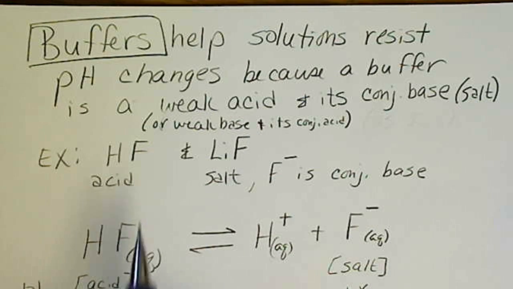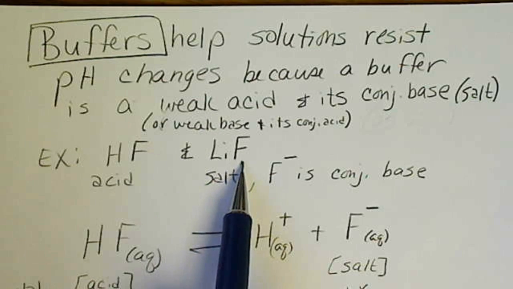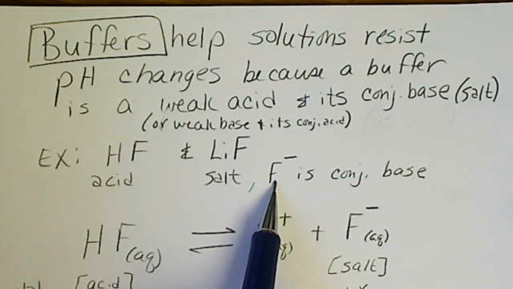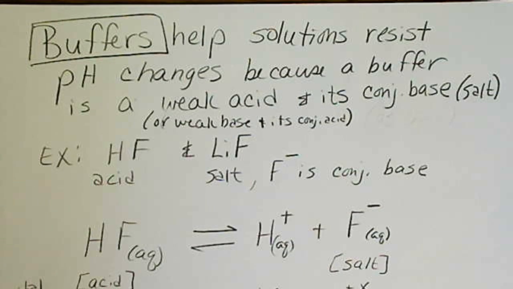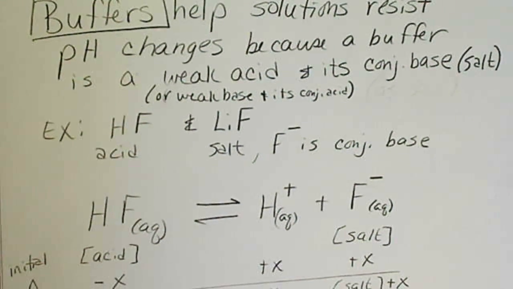So the example I have here is hydrofluoric acid and lithium fluoride. So we've got the weak acid, and then fluoride is present because fluoride's the conjugate base of the acid. And as usual, equilibrium dictates this.